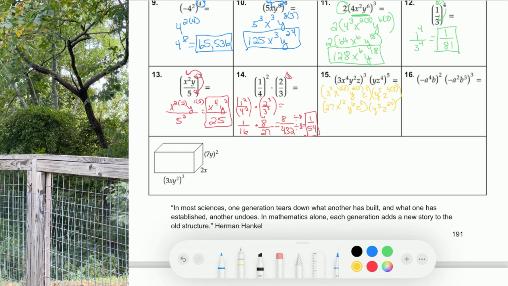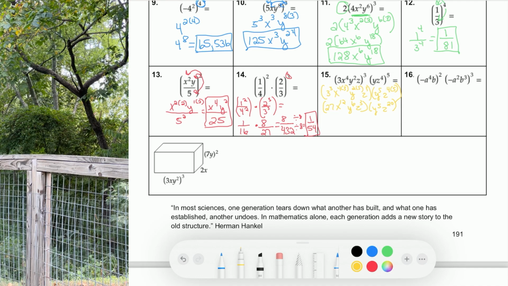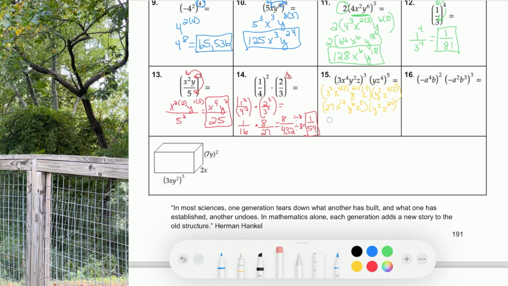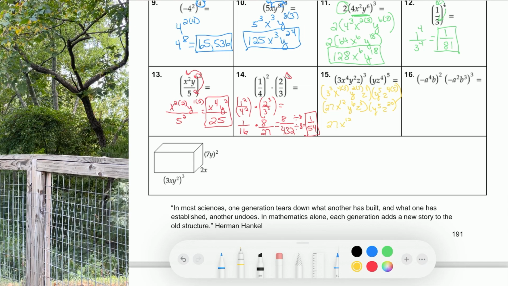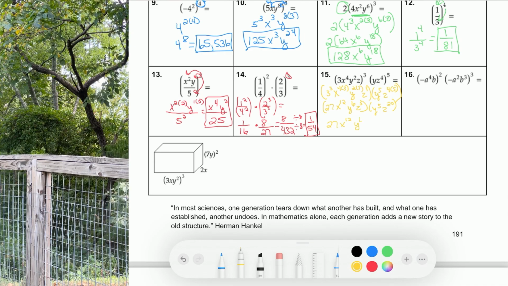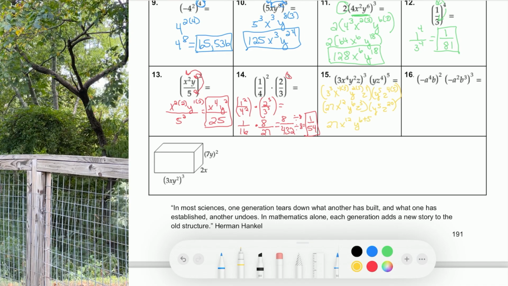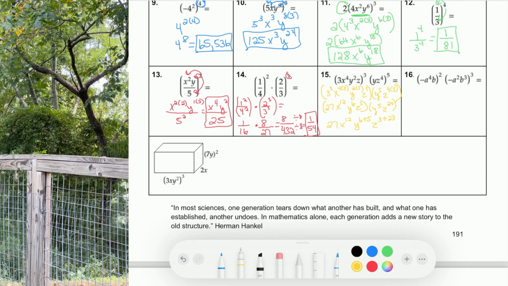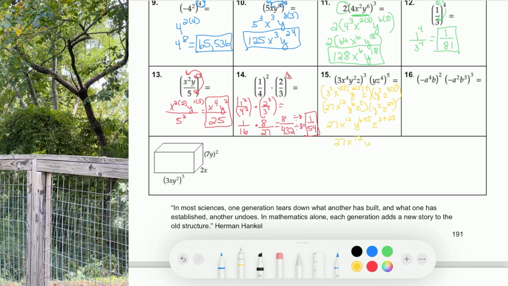Now I can use my product rule. So I have 27. I'm going to write this a little bit lower. So I have 27. My x becomes 12. Oh, we don't have another x, so it just stays 12 actually. My y becomes 6 plus 5 when I combine both those y's. And my z becomes 3 plus 23. And that's going to simplify down to 27x to the 12th, y to the 11th, z to the 26th.